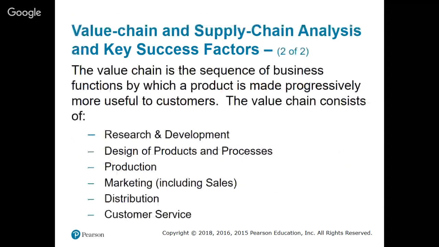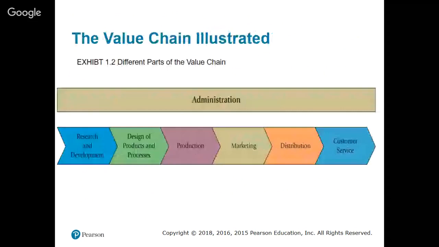So the value chain has 6 items here that we talk about. The value chain is the sequence of business functions by which a product is made progressively more useful to customers. The value chain consists of research and development, design of products and processes, production, marketing, distribution, and customer sales. This is one of the things that you're going to be working on in your homework assignments, and you're going to have to decide which bucket a particular item falls into.